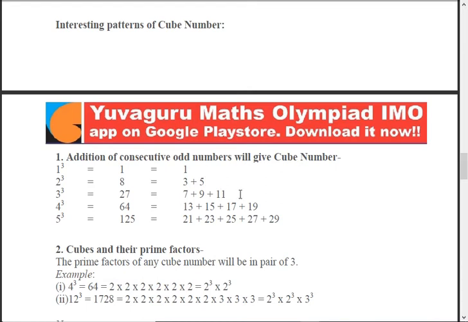Then 7, 9, 11 gives 3 cube. 13, 15, 17, 19: here we are adding the consecutive odd numbers, and that gives 4 cube. 21, 23, 25, 27, 29 gives 5 cube. Similarly, you will go for 31, 33 and so on up to 6 numbers and you will get 6 cube. This can be used if you want to write an algorithm in computer programming.